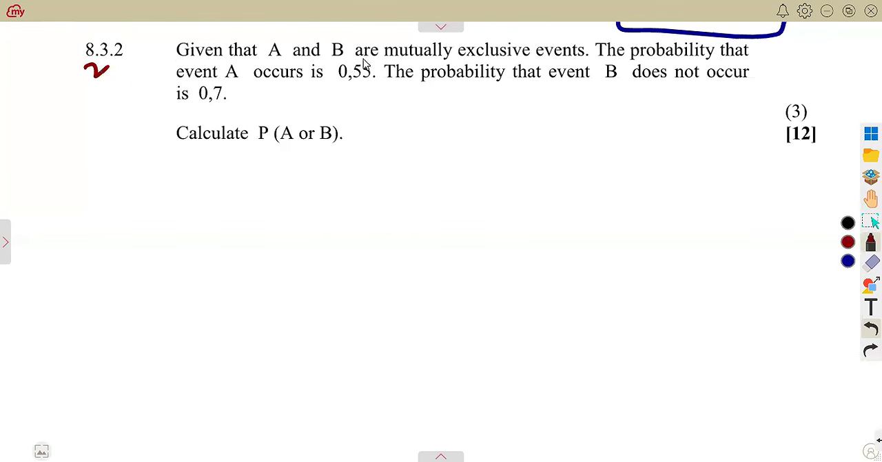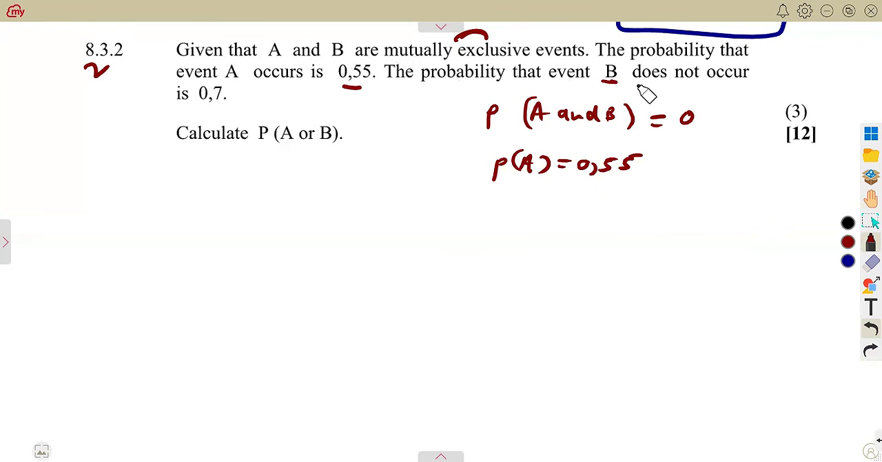8.3.2, given that A and B are mutually exclusive events, just like what we had before, where we say the probability of A and B is equal to 0. But now they are saying the probability that A occurs is 0.55. The probability that B does not occur, meaning the probability of B complement, not in B, is 0.7. That is what they are telling you there. The question was to calculate the probability of A or B.